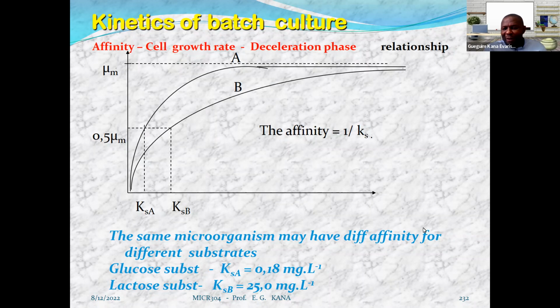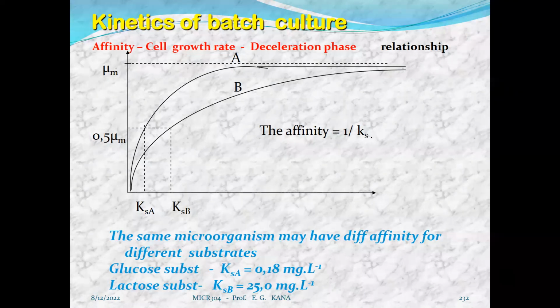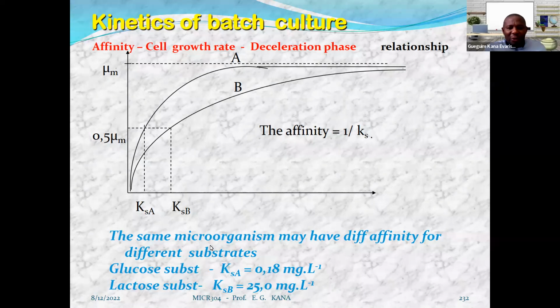I want somebody from the class to try. I think it's glucose. Okay, because if you work it out, glucose, which is substrate A here, 1 over KSA is higher than 1 over KSB. Consequently, in this case, the microorganism loves glucose more than lactose, or it has higher affinity for glucose compared to lactose.